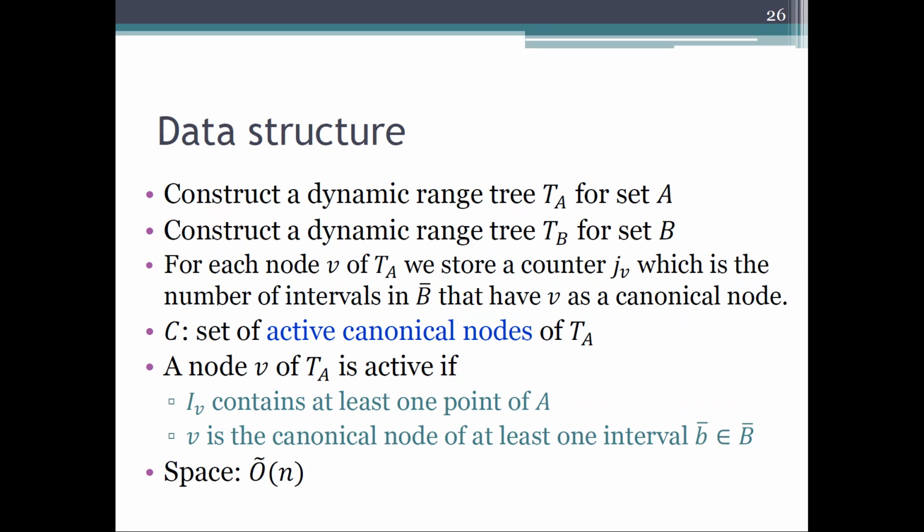The space of our data structure is the space of storing two range trees, which is near linear in the input size.